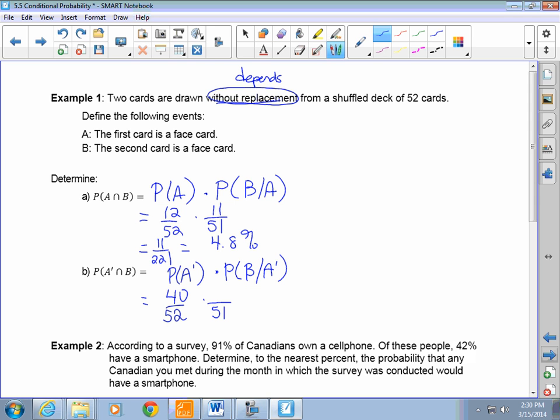But the probability of B happening is that the second card is a face card. So that means I haven't removed a face card, because the first one wasn't. So I have 12 to select from. This is the equivalent of, if I reduce it, 40 over 221, which is 18.10%. So there's an 18% chance that your second card is going to be a face card, given that your first one wasn't.